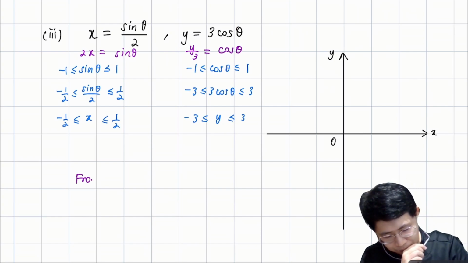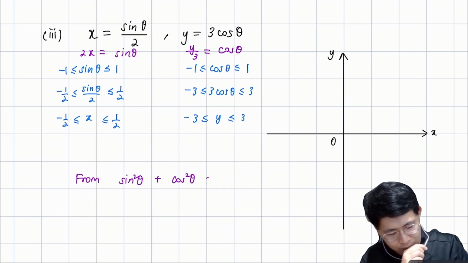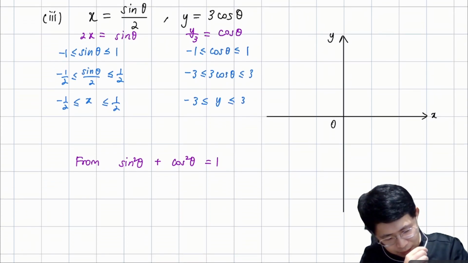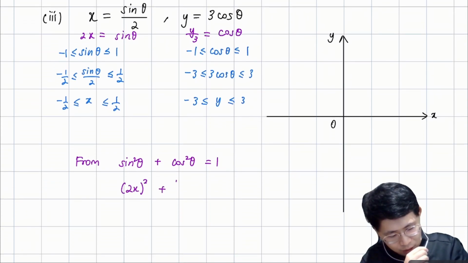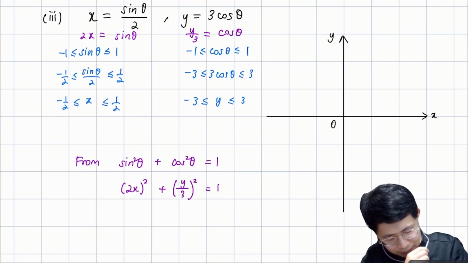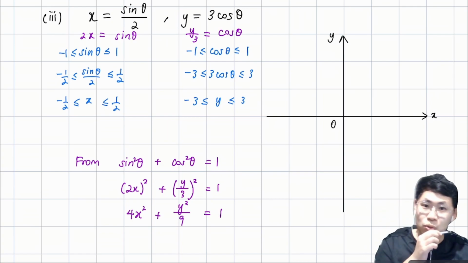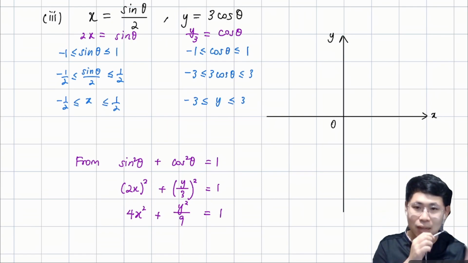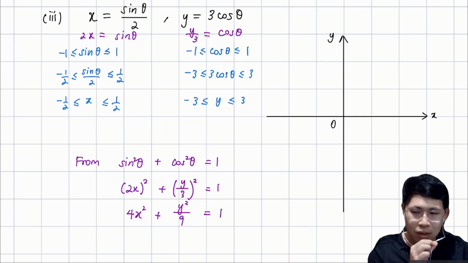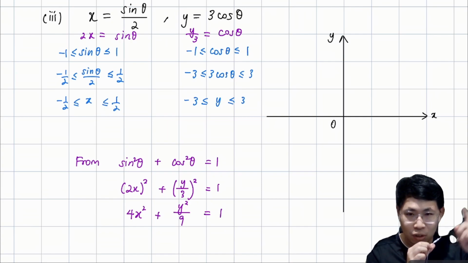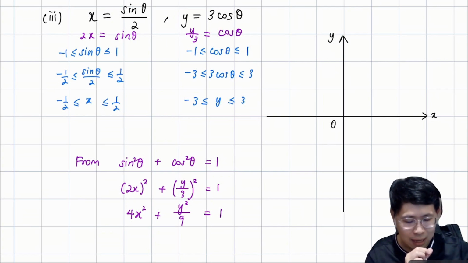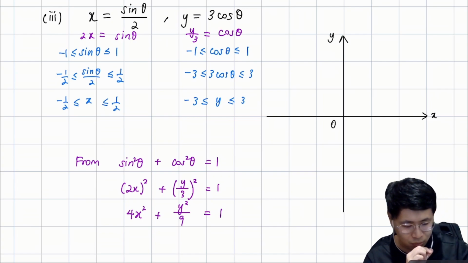From the basic identity, sine square theta plus cos square theta equals 1. Sine square theta will give me 2x square. Cos square theta will give me y over 3 whole thing square. So altogether, I will have 4x square plus y square over 9 equals 1. If you notice, this is an x square plus y square graph, and the coefficients are different, right? It gives me an ellipse. And let's check, the right-hand side is already 1, so we are settled.